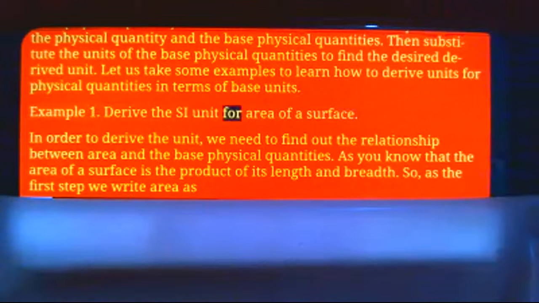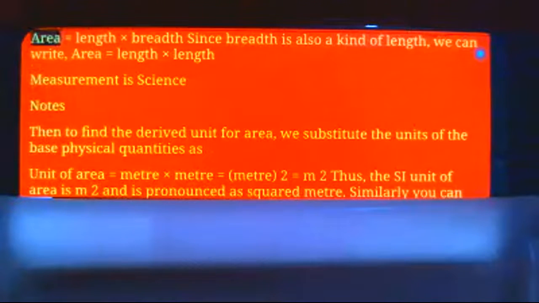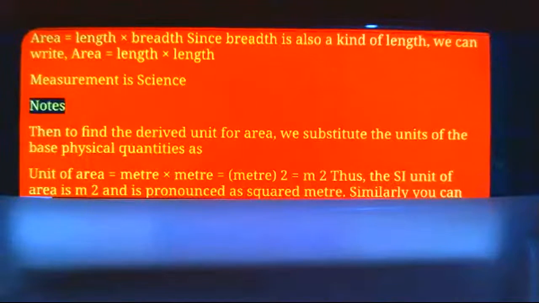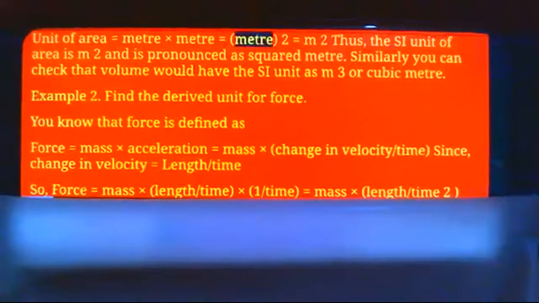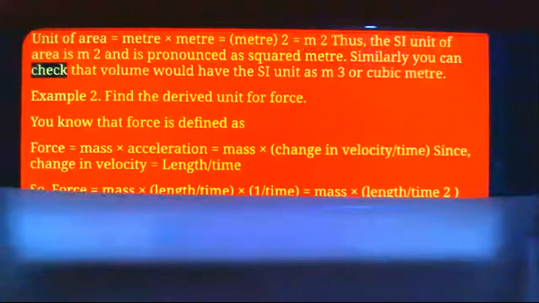Example 1. Derive the SI unit for area of a surface. In order to derive the unit, we need to find out the relationship between area and the base physical quantities. As you know, the area of a surface is the product of its length and breadth. So, as the first step, we write area equals length times breadth. Since breadth is also a kind of length, we can write area equals length times length. Then to find the derived unit for area, we substitute the units of the base physical quantities: unit of area equals meter times meter equals meter squared, m². The SI unit of area is m² and is pronounced as square meter. Similarly, you can check that volume would have the SI unit m³ or cubic meter.